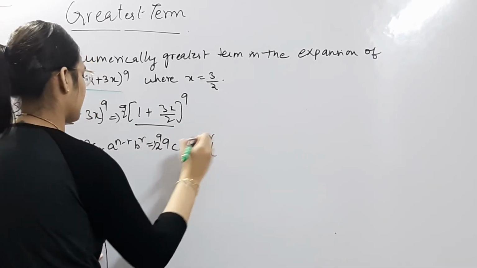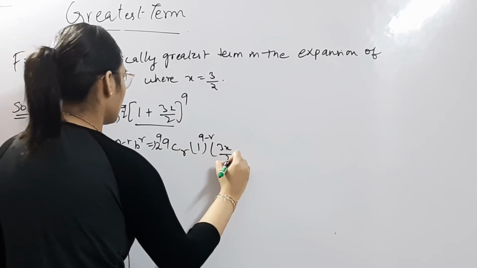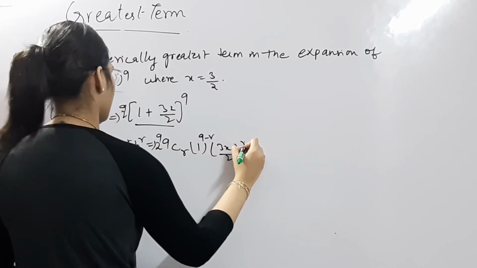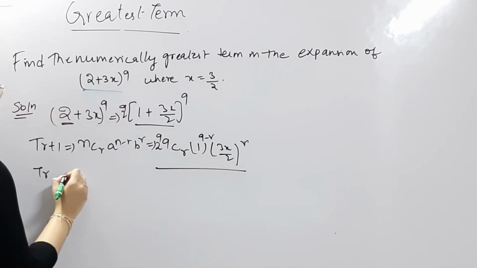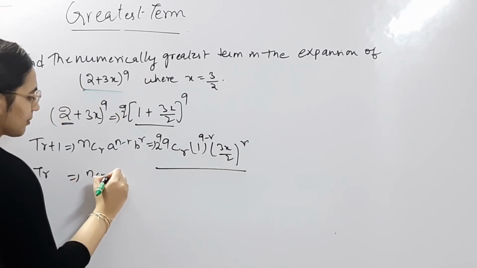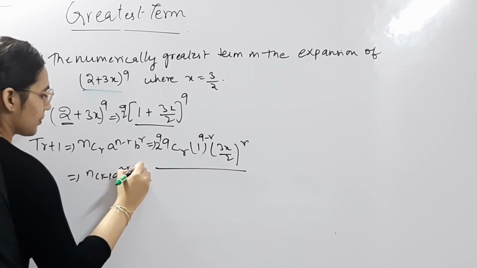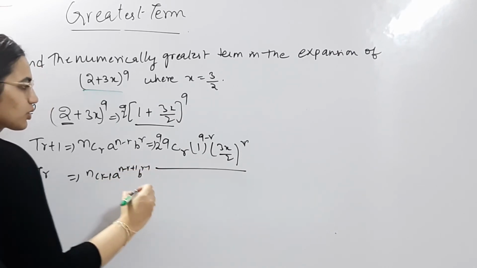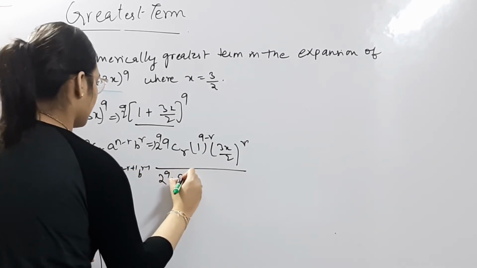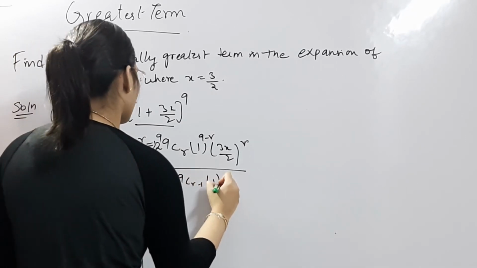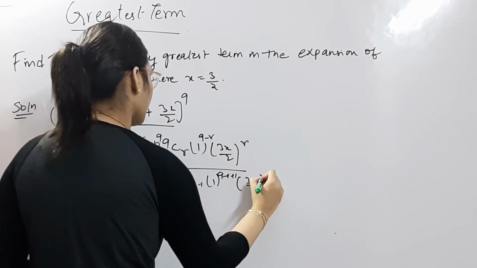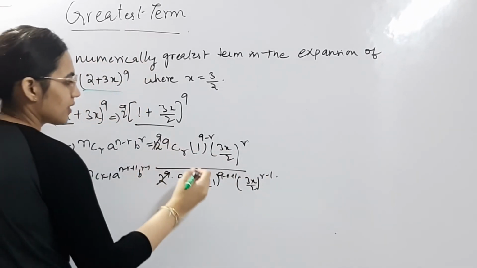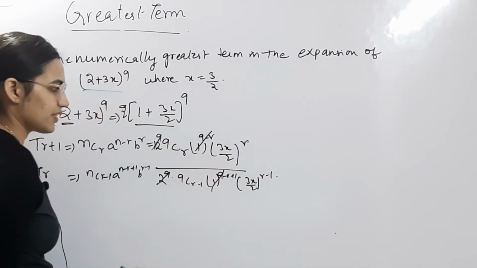2 power of 9 minus r. What is b here? 3x by 2 whole power of r. Okay, and then tr is what? nCr minus 1, a to the power of n minus r plus 1, b to the power of r minus 1. So we get what? 2 power of 9 into 9Cr minus 1 into 1 power of 9 minus r plus 1 into 3x by 2 whole power of r minus 1. So cancel 1, anyways it's 1.